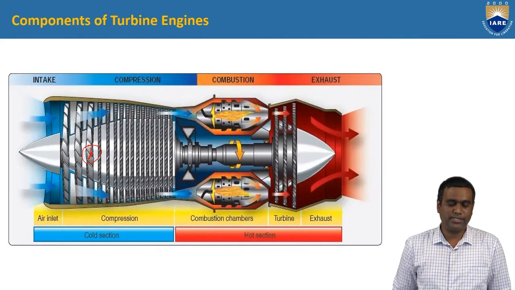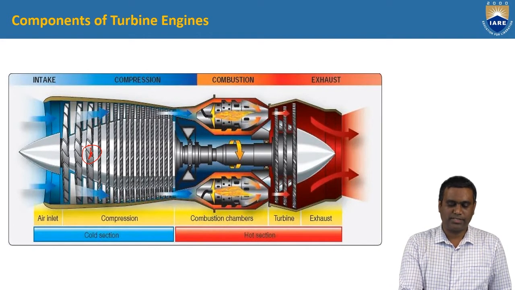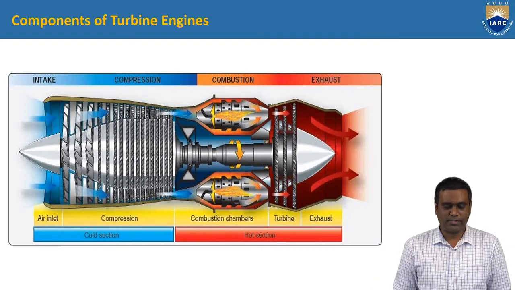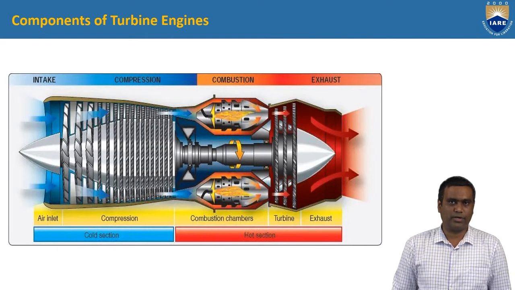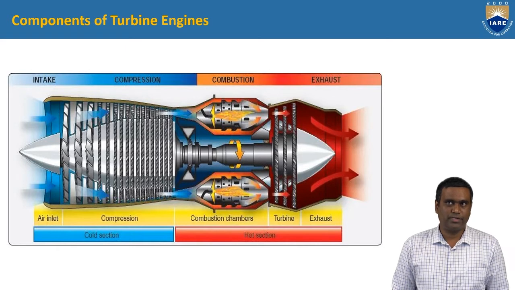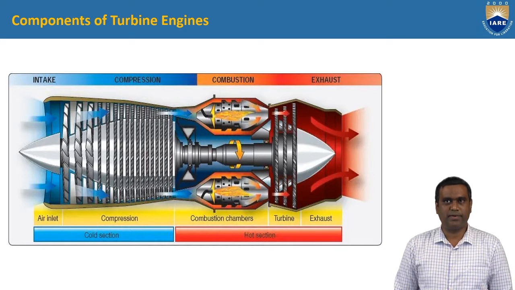Whereas in gas turbine engine, all the components are given separate place, and all processes of the cycle can work simultaneously, which means continuously they can work. In previous case, one after another only, after intake, then compression, then combustion. But here, intake, compression, combustion, and exhaust, everything can take place simultaneously.